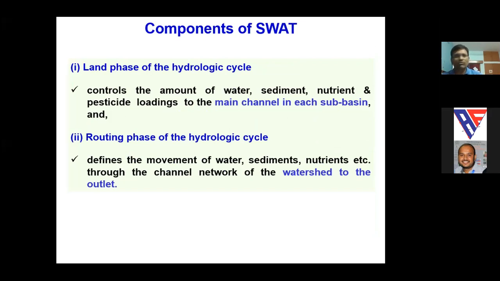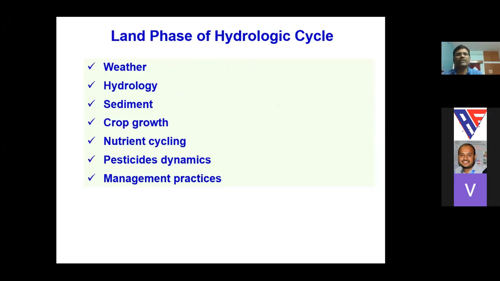SWAT basically involves two basic components. One is the land phase of the hydrologic cycle, which includes the amount of water, sediment, nutrient, and pesticide loadings to the main channel in each subbasin. The next one is the routing phase of the hydrologic cycle, which defines the movement of water, sediments, and nutrients through the channel network of the watershed to the outlet. So the land phase and routing phase are the two important components of the SWAT model. We will briefly see what the land components and the routing components are.